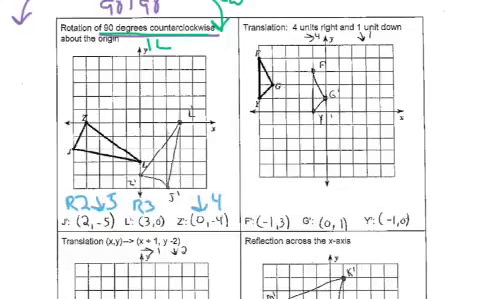So for this next question, I'm translating it 4 units to the right and 1 unit down. So that's why I put my symbols, right 4, down 1. So literally from every single point, I'm moving right 1, 2, 3, 4, down 1.